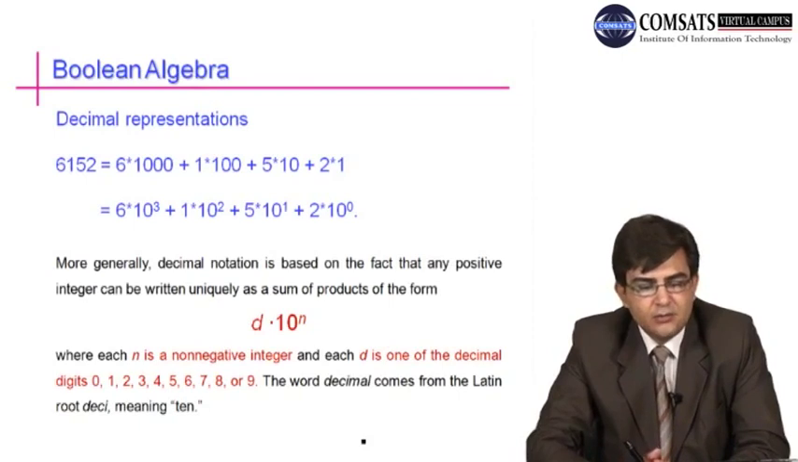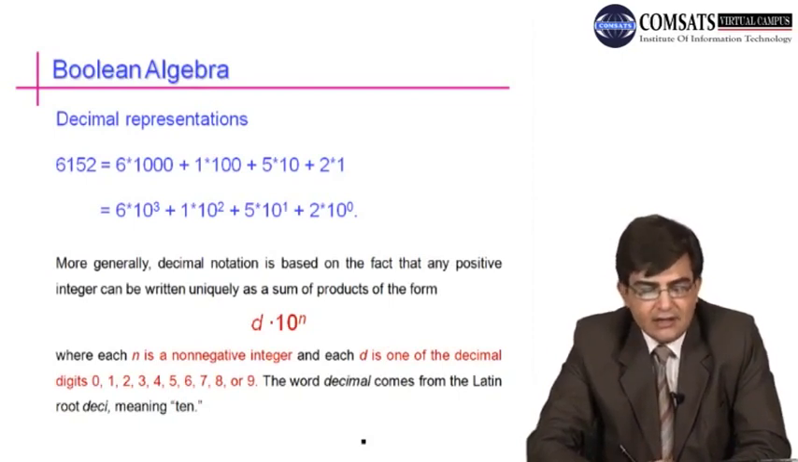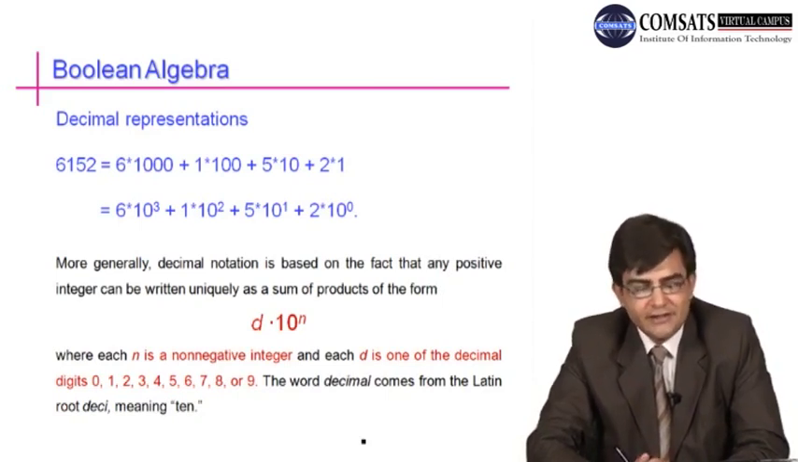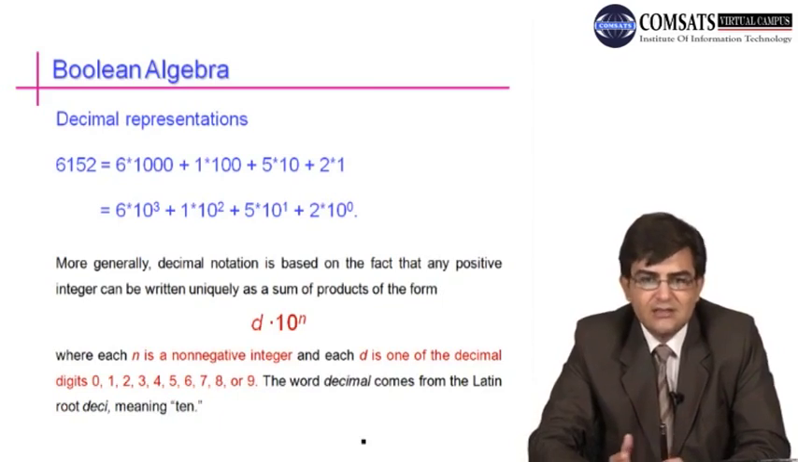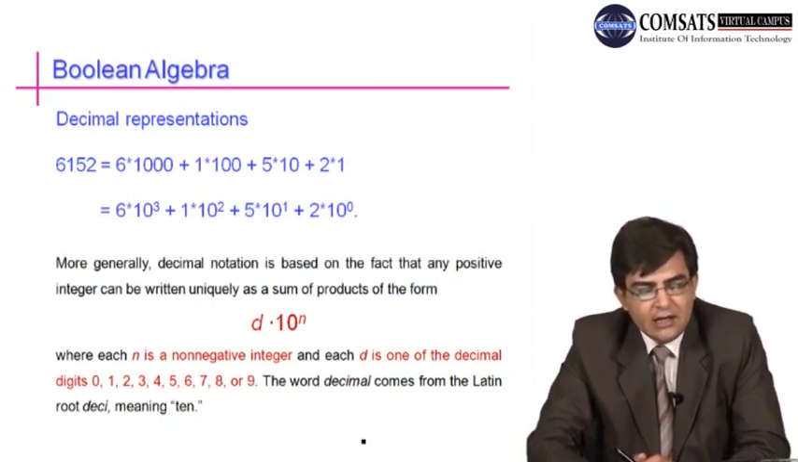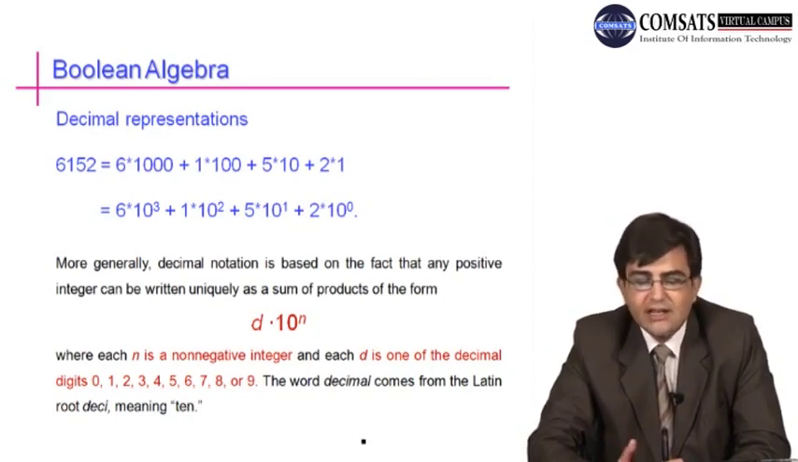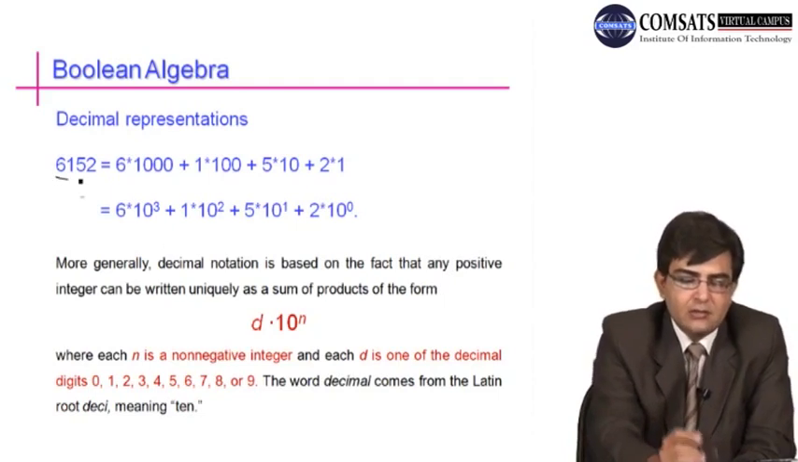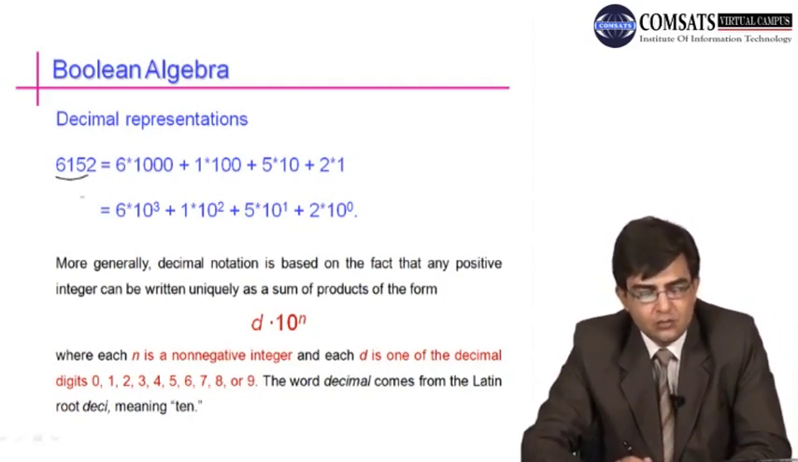Next we start Boolean algebra. Before starting the Boolean algebra, we repeat some decimal representation which I hope you have studied in your early classes, 5th, 6th, 7th. So what are basically the numbers which you see in daily life? For example, 6152. What is this number? Actually this number is basically a decimal representation.